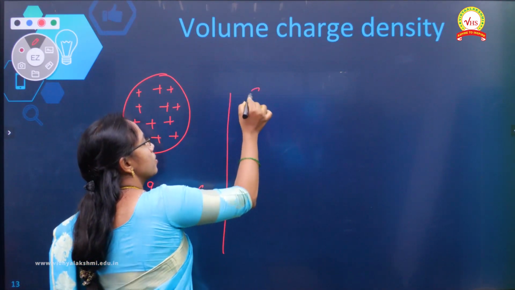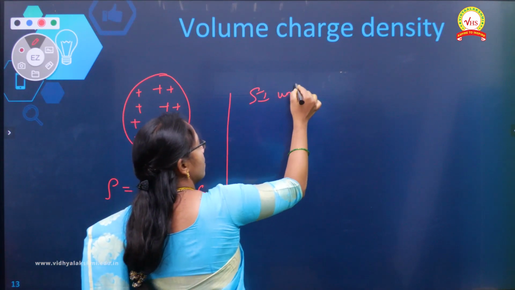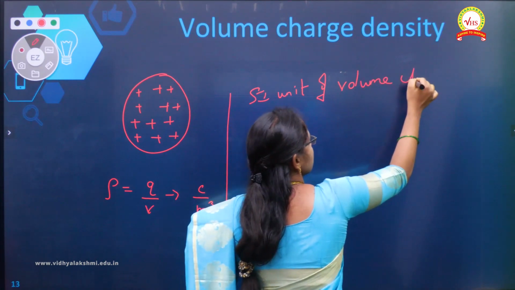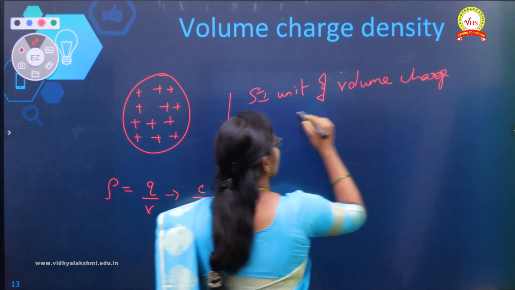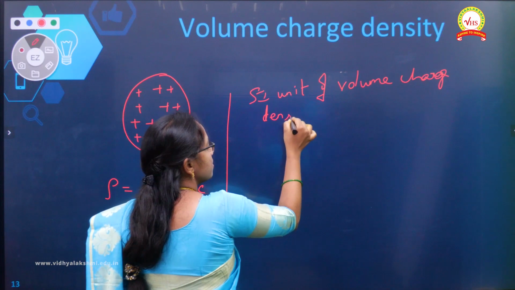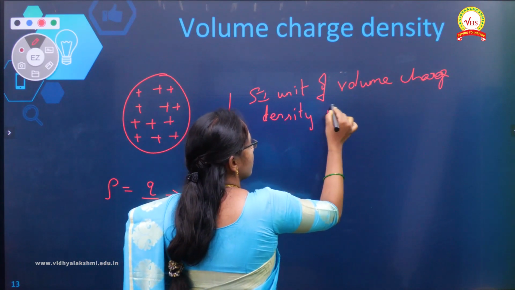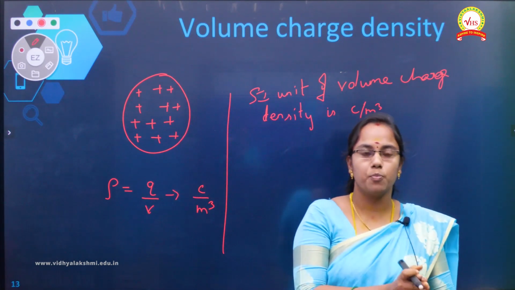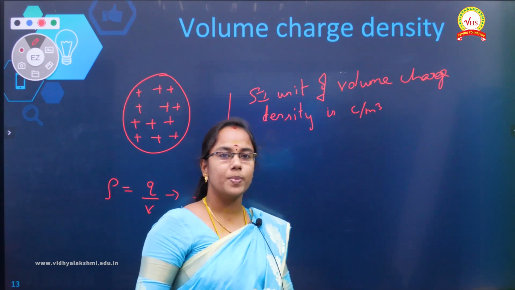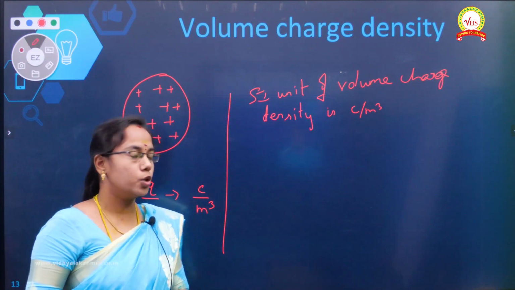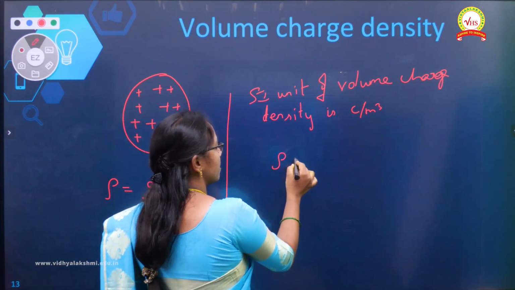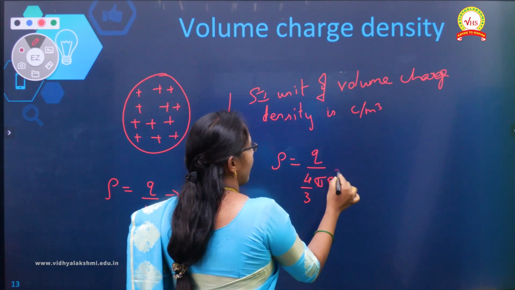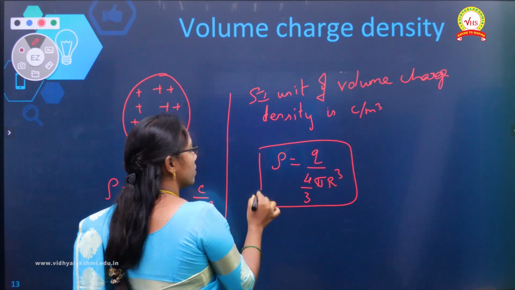So the SI unit of volume charge density is coulomb per meter cube. For example, you have a sphere, a spherical bob-like thing. What is the volume of a sphere? It is 4 by 3 pi r cube, we know, right? So rho can be written as Q divided by 4 by 3 pi r cube, where r represents the radius of the sphere.